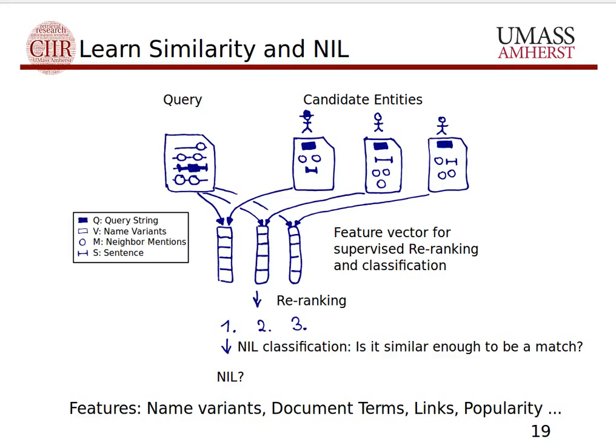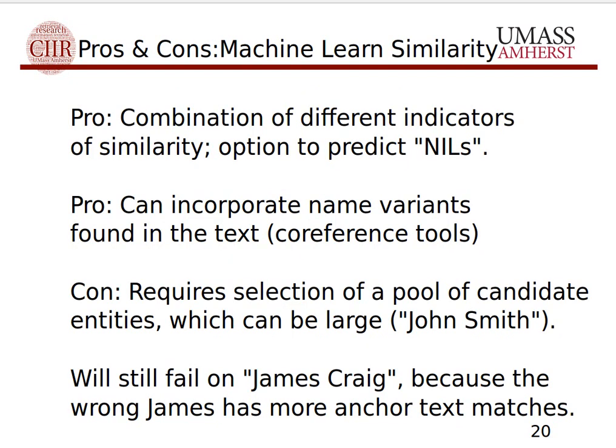And of course, we can use other features in this feature vector, not just name variants, but also we can leverage the document terms and some of the link structure and so on and so forth. So the advantage of this method is that we combine different indicators of similarity that are reliable to different degrees, and the machine learning method will even make use of the weaker indicators. We also have the option to predict nils, or "I don't know this entity in my knowledge base", which is a very useful thing in practice.